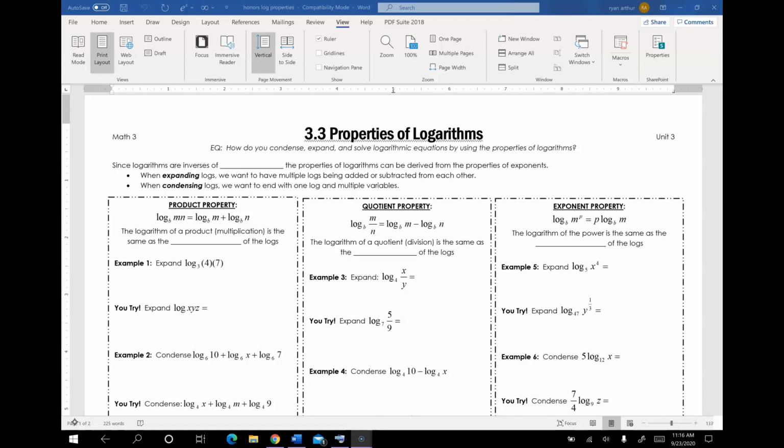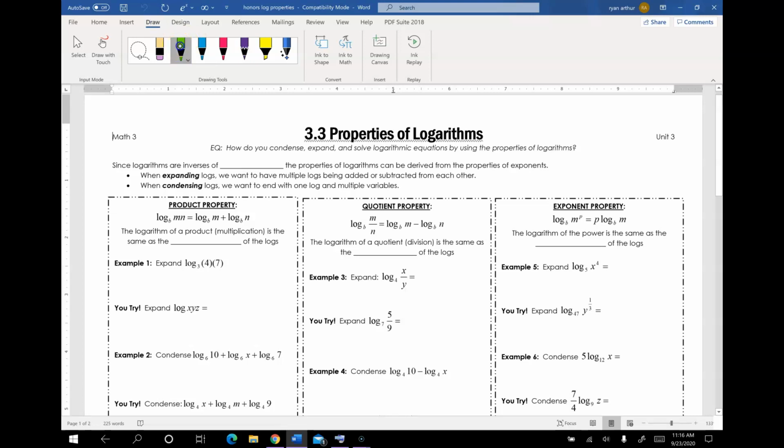Now, this video is going to be a little bit longer because I'm going to go over each property first, and then we're going to talk about expanding, okay? So, since logarithms are inverses of, what did I tell you that logarithms were inverses of? Exponentials. So, since logarithms are inverses of exponentials, the properties of logarithms can be derived from the properties of exponents. So, in Math 1, you talked about when you are dividing exponentials, you subtract the exponents. When you're multiplying exponentials, you add the exponents.